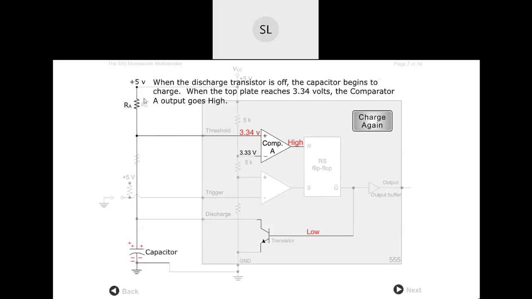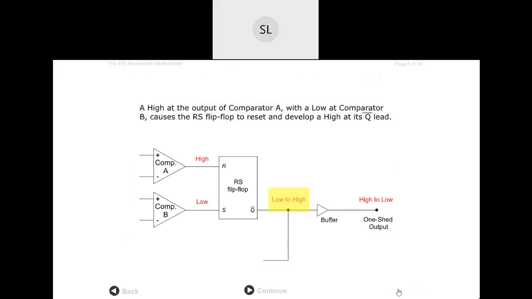Once the voltage across this capacitor reaches 2/3 VCC, the output of this comparator will be high and it will reset the flip-flop. Once it resets the flip-flop, the state of this Q bar will switch from low to high. Therefore, the output of this buffer will be switched from high to low. That is, the output of the timer will be switched to low. Okay.